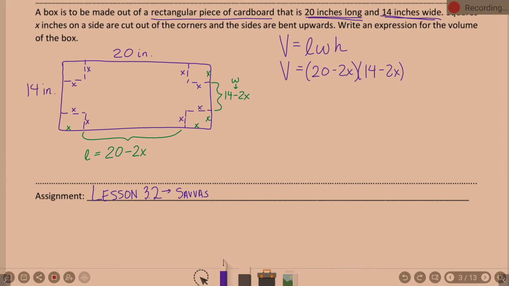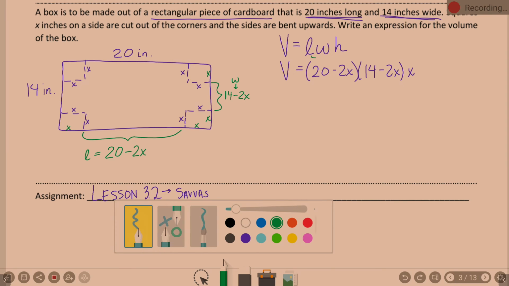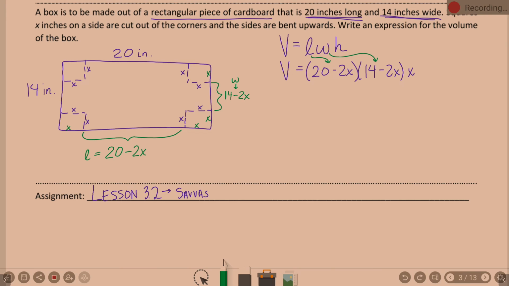Okay, but I folded up these flaps. What's the height of this box? X. Because these flaps are how wide? I cut off the squares that are X by X. You fold that up, that's X, yes? So, the height of the box is X. There you've got your length, your width, and your height.